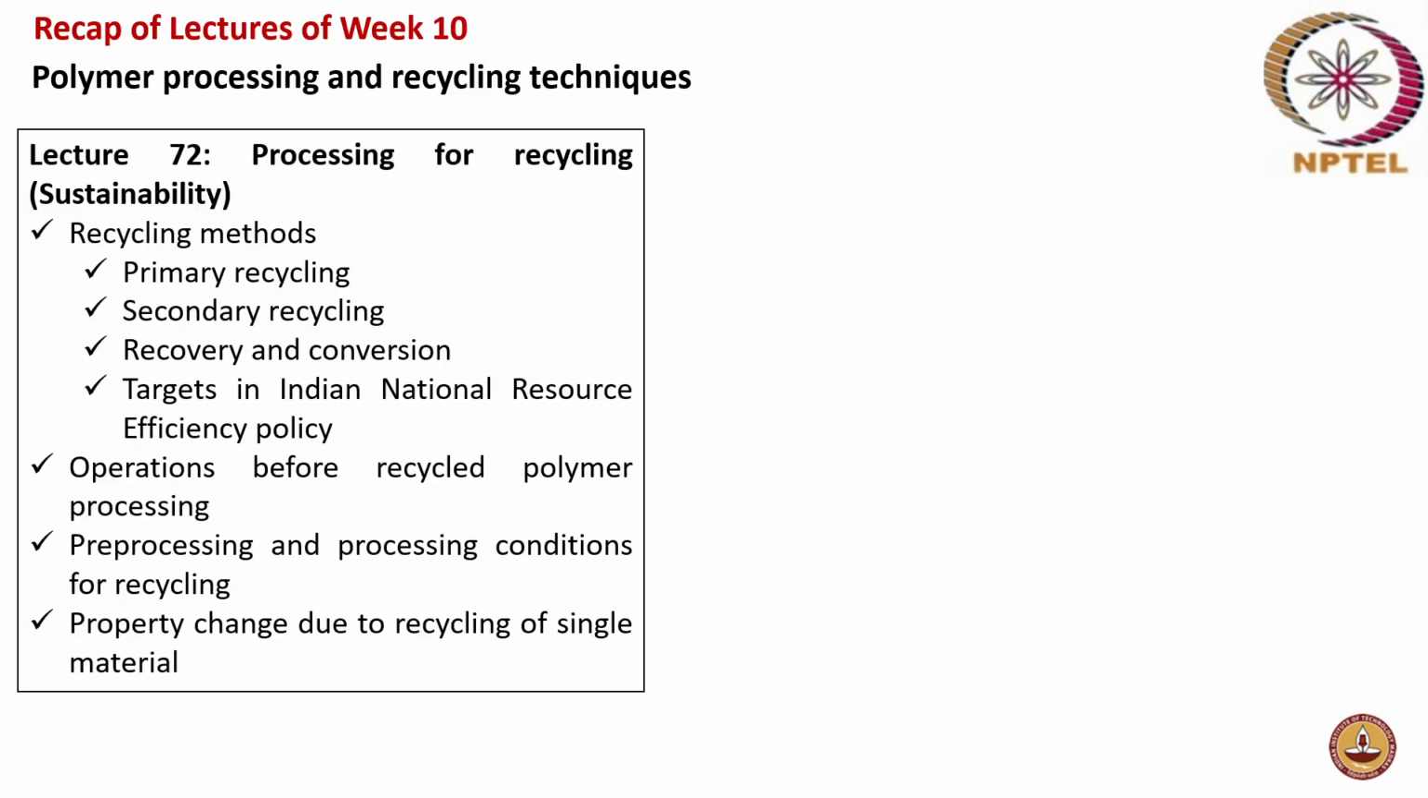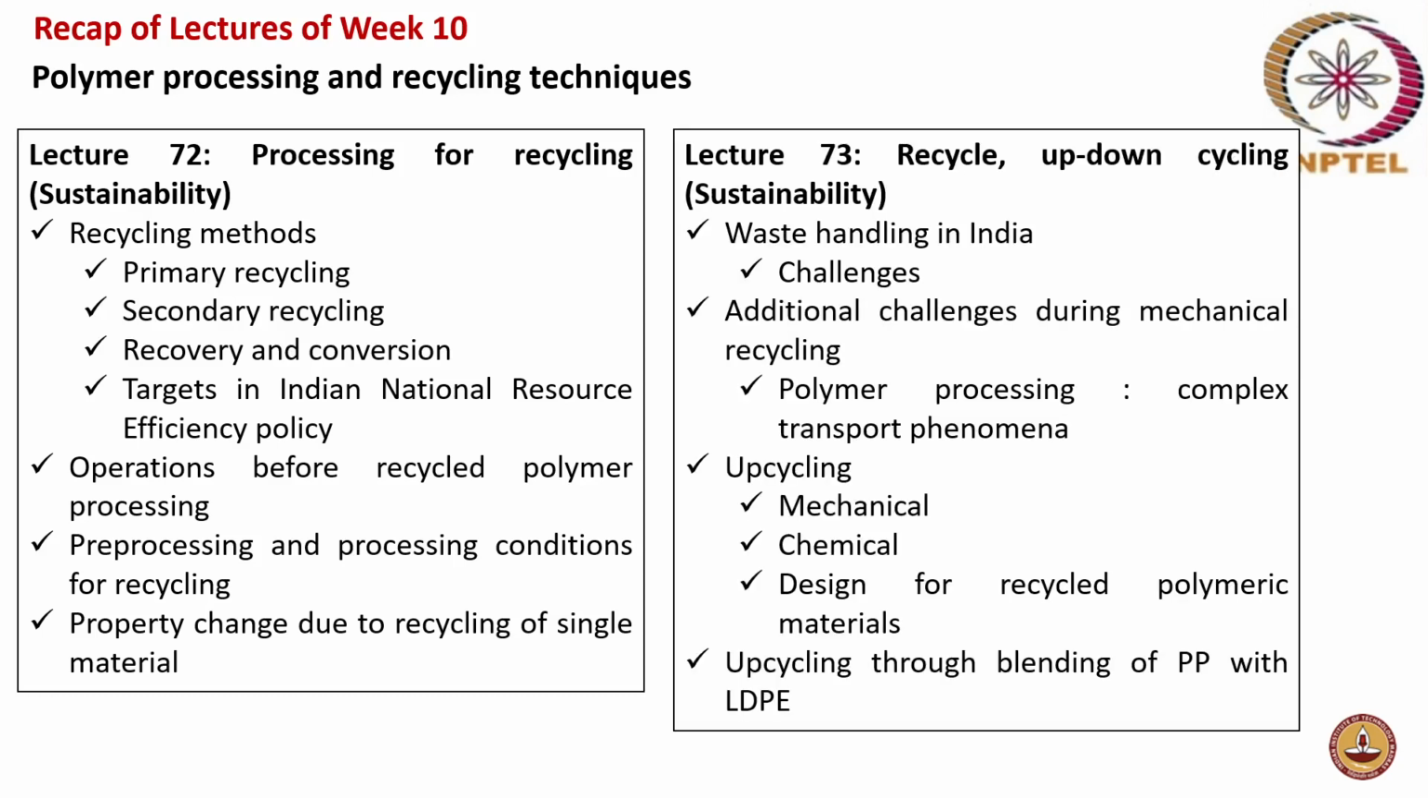And then processing for recycling. So the recycling methods, the primary and secondary recycling, recovery and conversion. What are the targets in the Indian national resource efficiency policy was discussed. And then before you are actually going to recycle the polymers, there are certain recycling operations you have to perform. And then what are the pre-processing and processing conditions for recycling, and what happens to properties due to recycling of material. So these aspects were discussed.